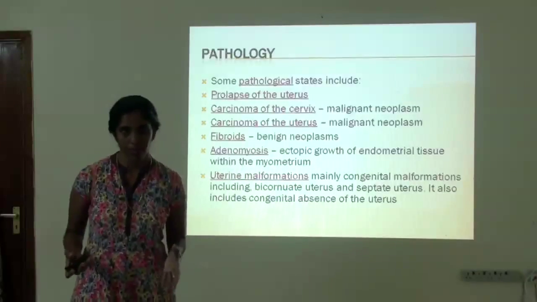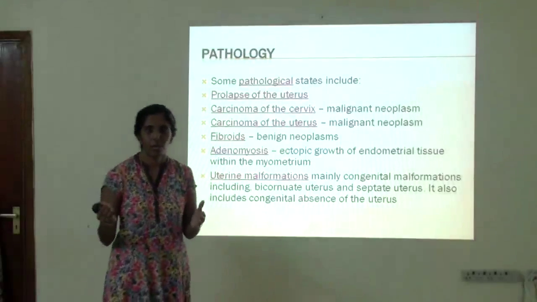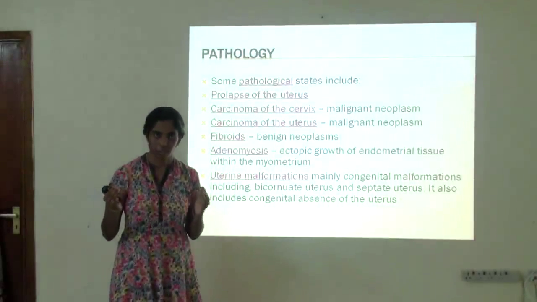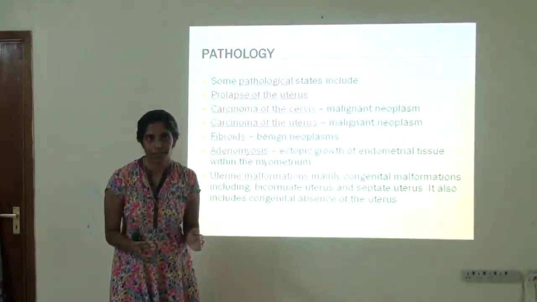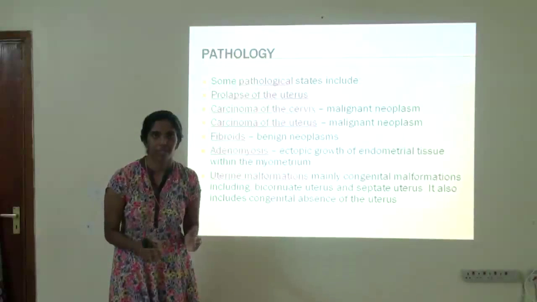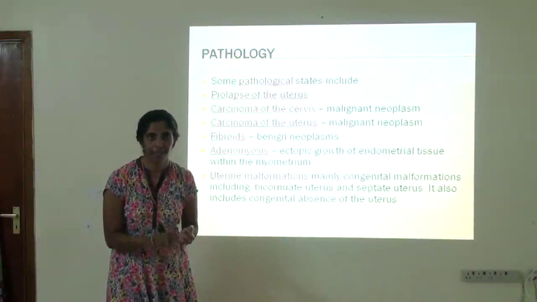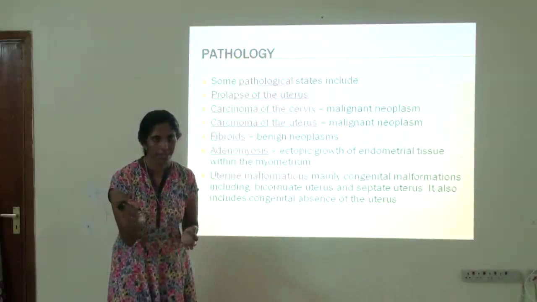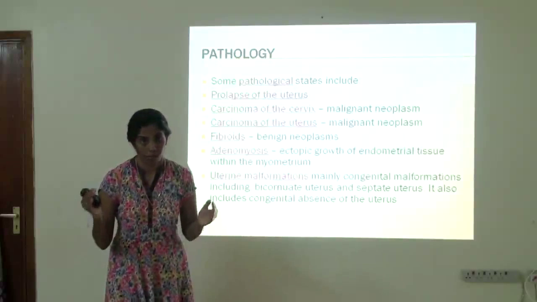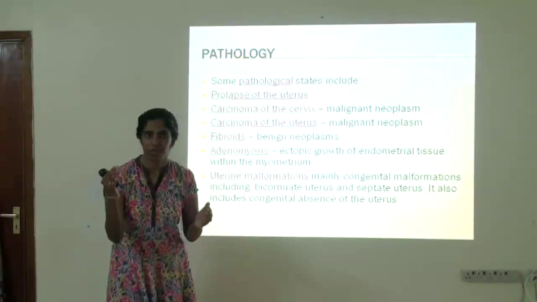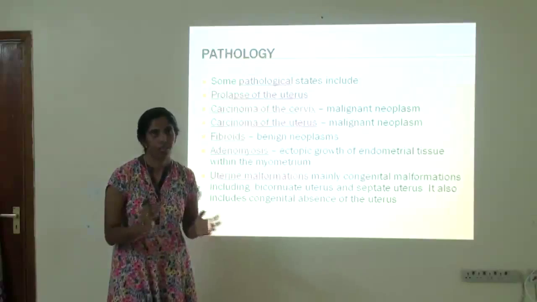Prolapse of the uterus means the uterus gets dislodged from where it actually should be and it comes down. According to the degree of prolapse, the degree of it coming down, you have first degree, second degree and third degree prolapse. Third degree prolapse is when most of the uterus, or more than half of the body of the uterus, comes out through the vagina.